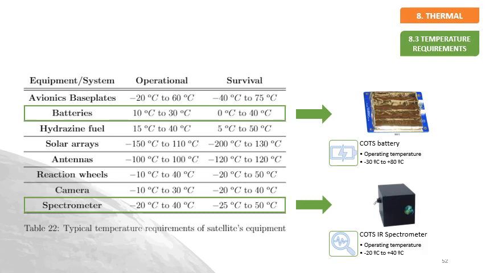For example, in the case of the battery, the temperature requirement goes from -30 to 80 degrees Celsius, and in the case of the spectrometer, it varies between -20 and 40 degrees Celsius for the operating range.